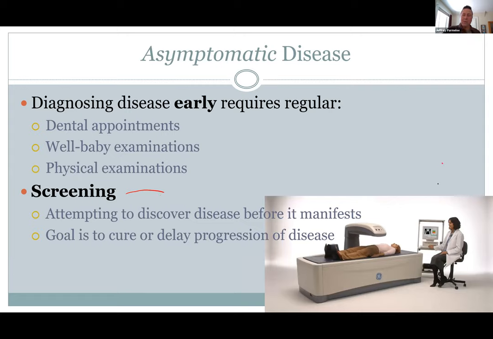This machine here is a bone scanning machine, because with osteoporosis, your first symptom is probably going to be a broken hip or a broken wrist, something like that. And if you can not have to go through months and months of rehab and pain by learning early on you have osteoporosis, much better for all these things. So to diagnose diseases in these early stages, you need regular medical appointments.